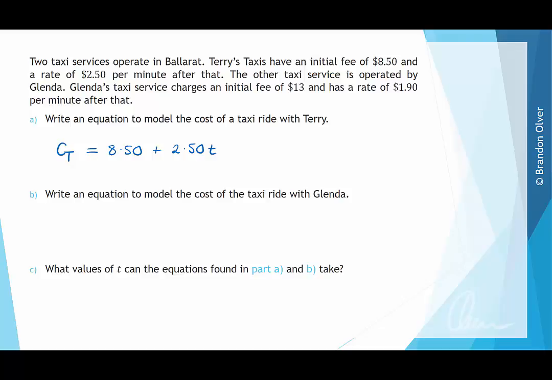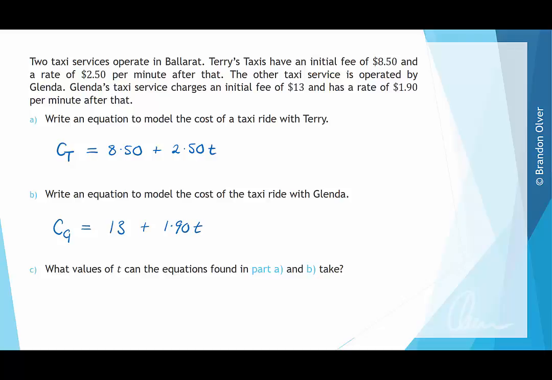For part B, we want an equation to model the cost of a taxi ride with Glenda. So again, it's still cost, but this time we're going to call it C subscript G. So that stands for cost of a taxi ride with Glenda. And that is equal to 13, which is the call out fee, plus $1.90 for every minute that you travel.